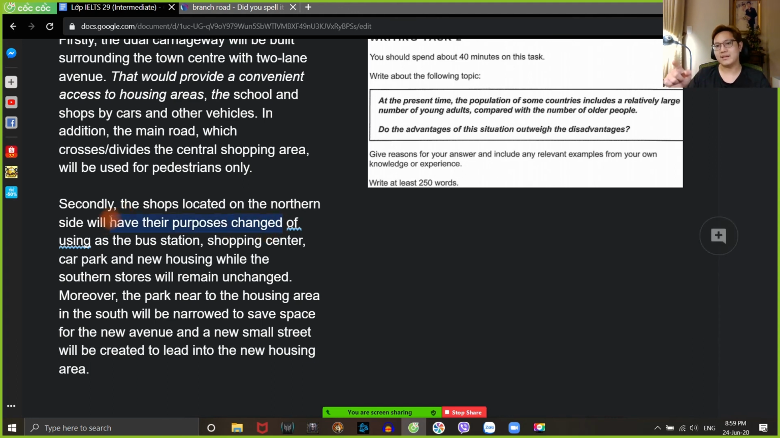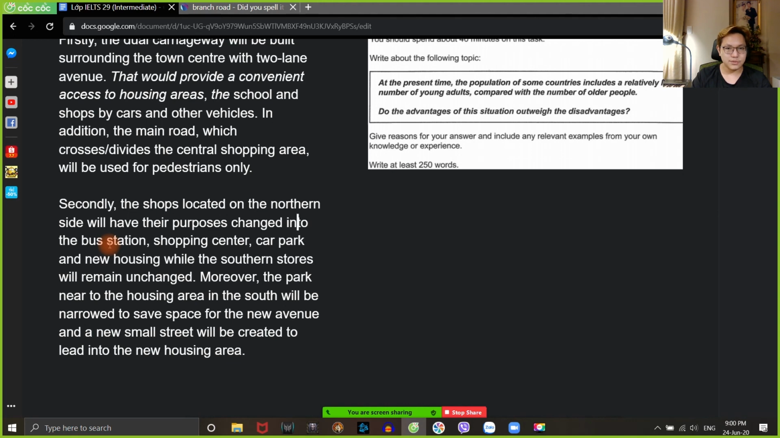To have your hair cut. To have my exercises done. Remember that? Okay. Will have their purposes change. Sẽ có, sẽ thay đổi cái mục đích sử dụng của nó. Will have their purposes change into bus station.